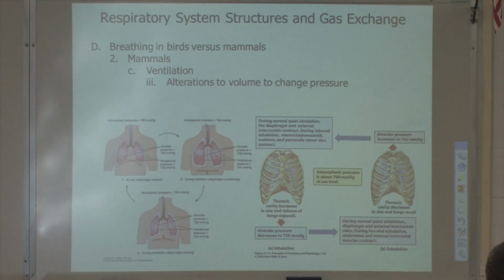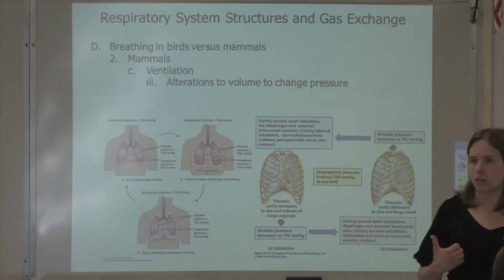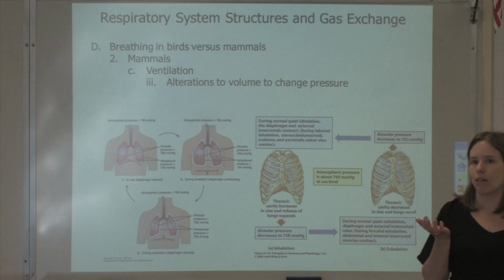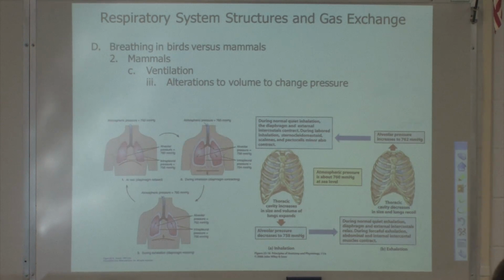Are we okay with this idea? Things get a little different when we talk about forced inhalation and forced exhalation. There are different muscles that get utilized for forced inhalation and forced exhalation, but for our purposes today, we'll just stick to quiet breathing. Okay? If you want to know more about forced inhalation and forced exhalation, I'd be happy to share afterwards.